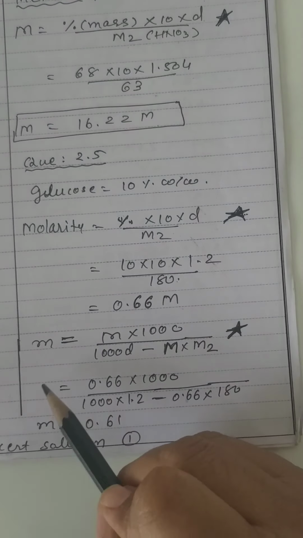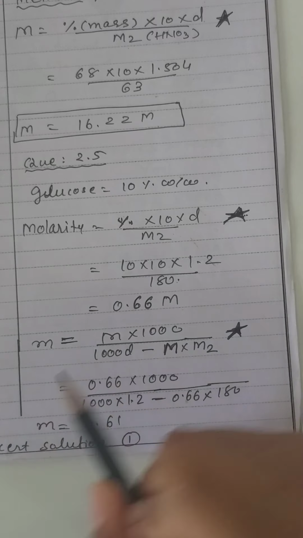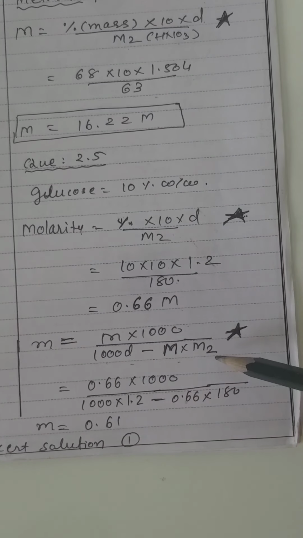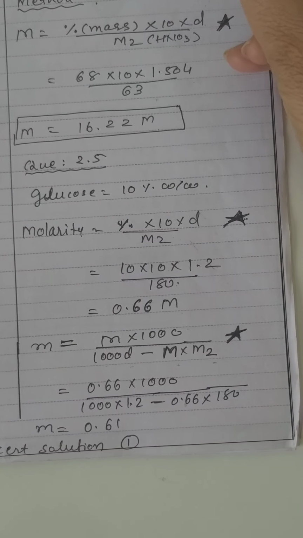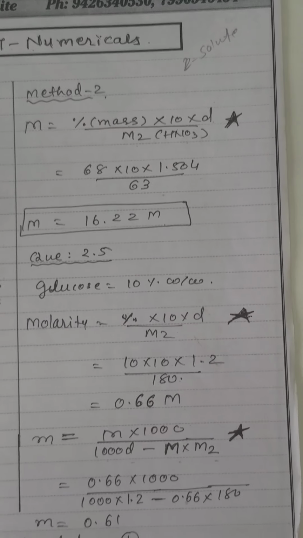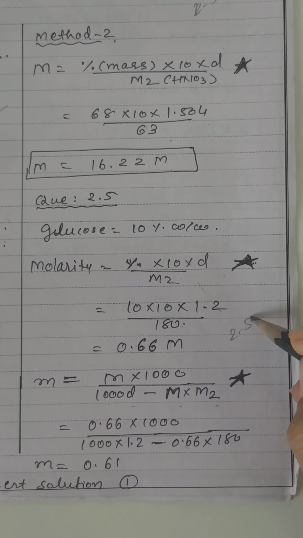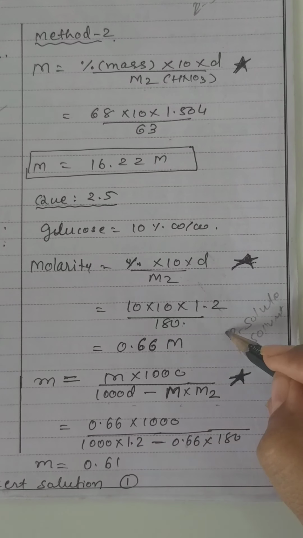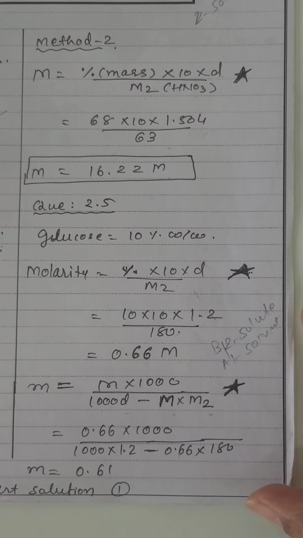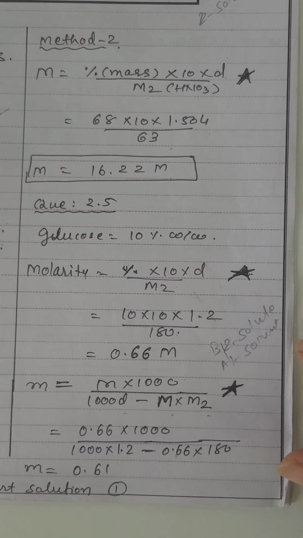Now another formula, another shortcut I have marked with stars here that you should remember. Molality is equal to molarity into 1000 upon 1000 D minus molarity into M2. So in this chapter you should remember 2 is for the solute. When I write M2 or W2, 2 is for solute and 1 is for solvent. In our theoretical portion we have taken A for solvent and B for solute, that is the same thing, but 1 and 2 becomes easier for us.